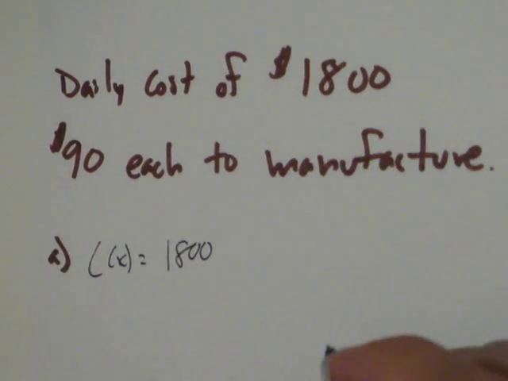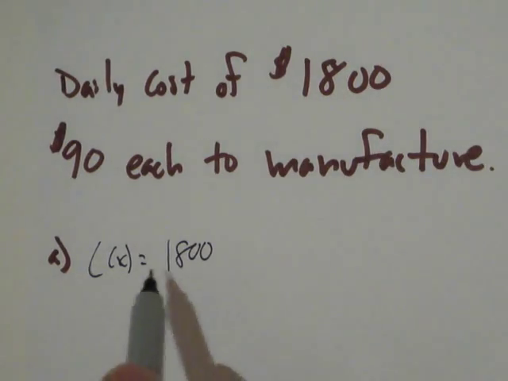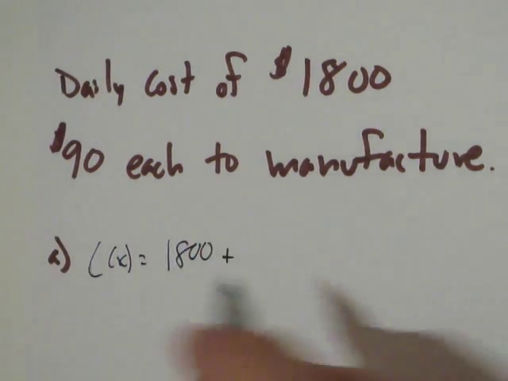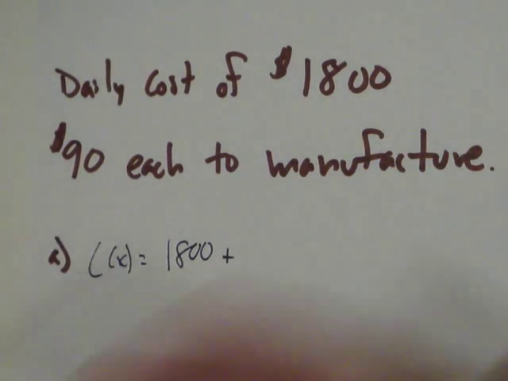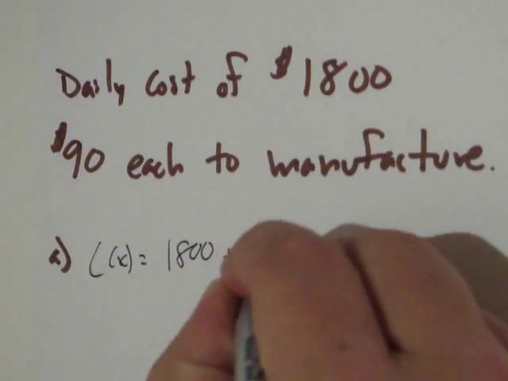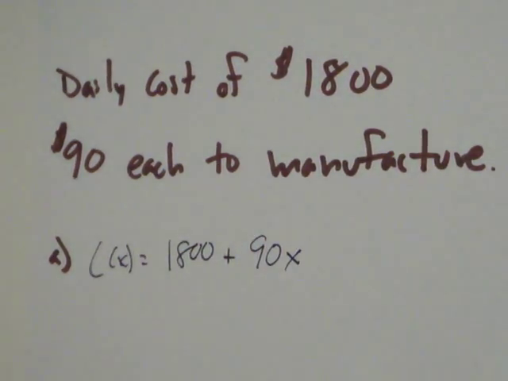So the relationship we have is 1,800, that's what they start off with, and then how many times do they add $90? Well, it's however many times, x. So it would be 1,800 plus 90 times x. If I plugged in the number of bicycles, I would multiply that times 90, and that's how many times I have to add $90. I add that to my 1,800 that I need just to keep the factory open, and that'd be my cost.